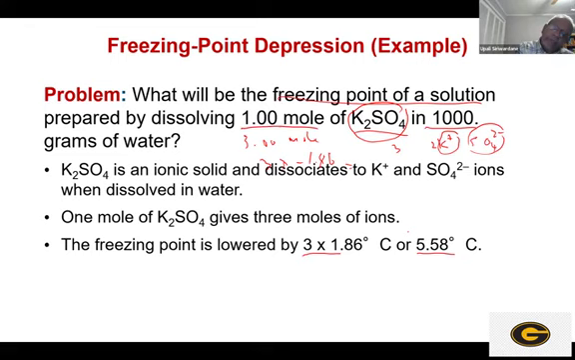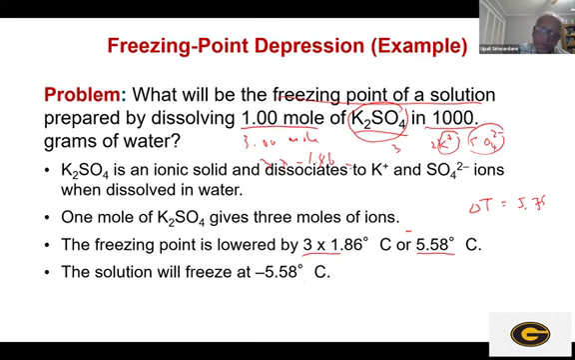That's a negative, lower. That's the negative change, 5.58. That's how much 1 mole of potassium sulfate lowers the freezing point of water. Solution now freezes at minus 5.58 degrees Celsius.